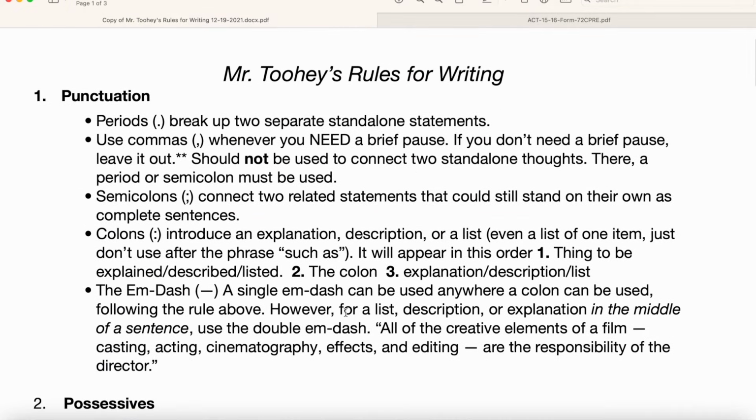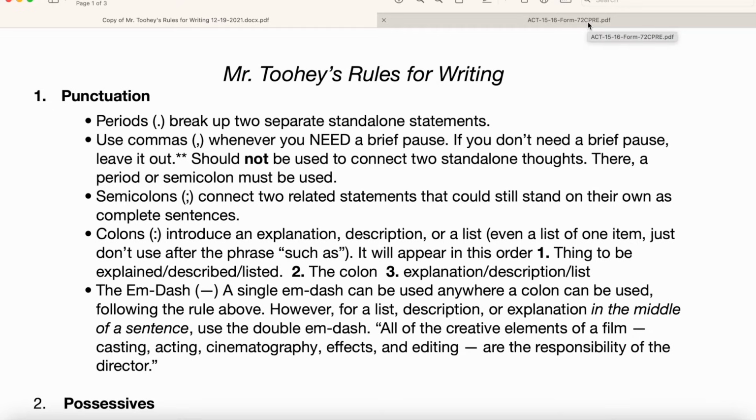I want you to read the comma rule for me. Use commas whenever you need a brief pause. If you don't need a brief pause, leave it out. Commas should not be used to connect two standalone thoughts. There, a period or semicolon must be used. And it's the second part of the comma rule that applies here, right?